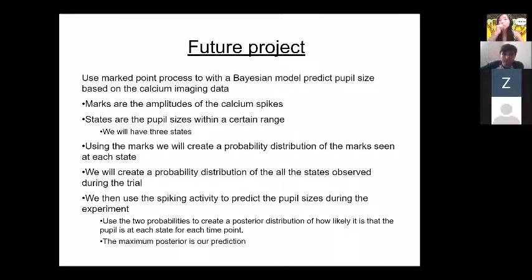So essentially, we get the calcium activity. They're going to have spike amplitudes that are associated with the spikes, and using that information, we plan to decode the pupil size.